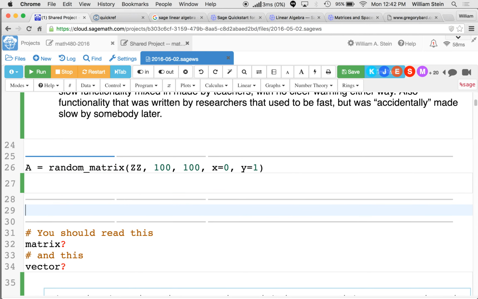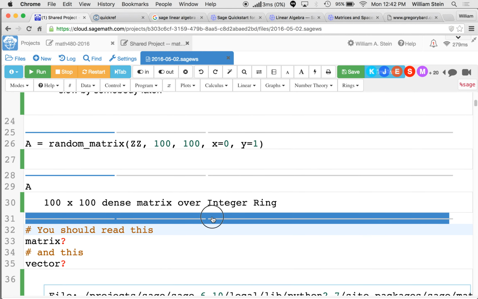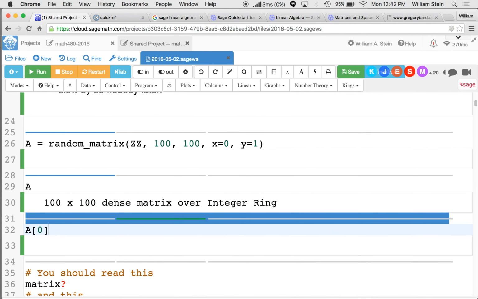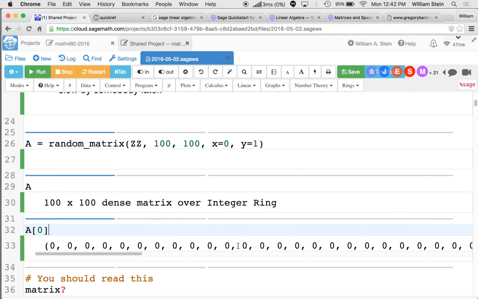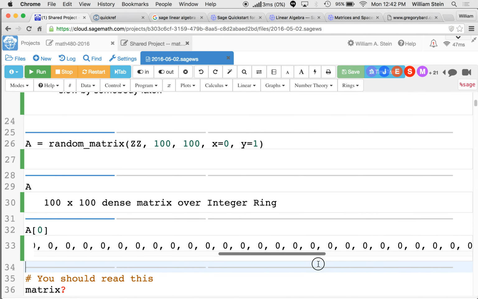Okay. If I try to print it out, it'll just say it's a 100 by 100 matrix. Let's print out just the first row. Okay, so I just showed you how to make a matrix. There's also a command matrix, which I'll talk about more in a second. This row has a lot of zeros in it. So that's kind of boring.